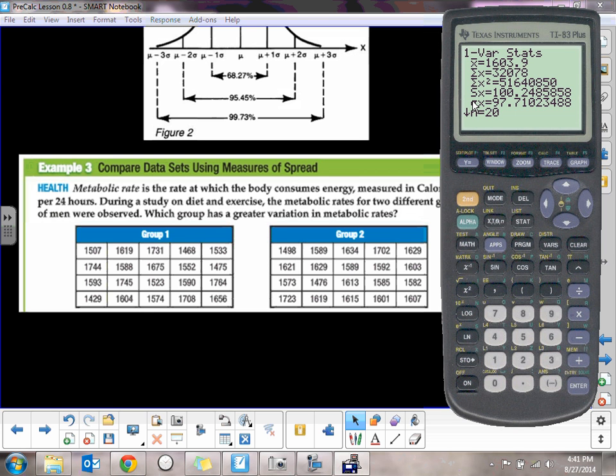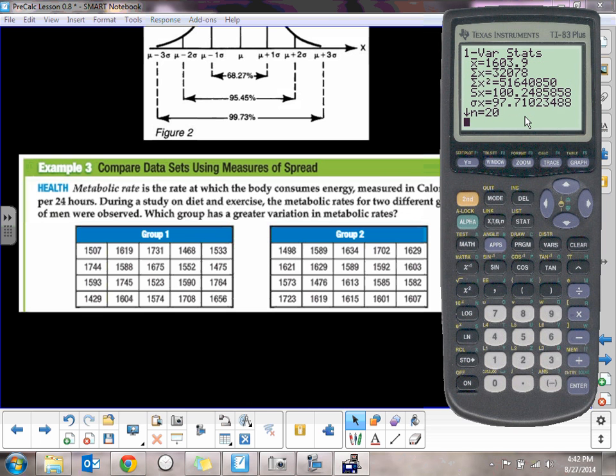The next significant one is Sx, which is our sample standard deviation, and these are going to be samples of the population, so we're not going to use population standard deviation. Typically your sample standard deviation is larger than your population. Then if we cursor down, n stands for the 20 pieces of data that we put in. The min X is the lowest metabolic rate. Q1 is your first quartile break, which breaks the data into 4 pieces. The median is right in the middle of your data, so that's your second quartile. Your third quartile is at 1691.5, and then your maximum value is 1764.